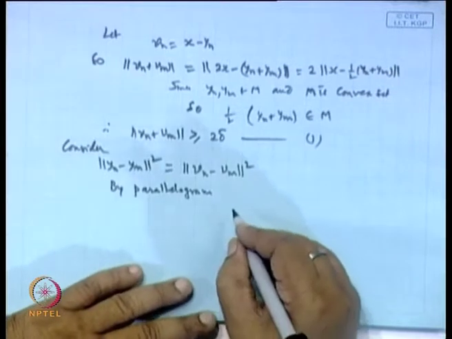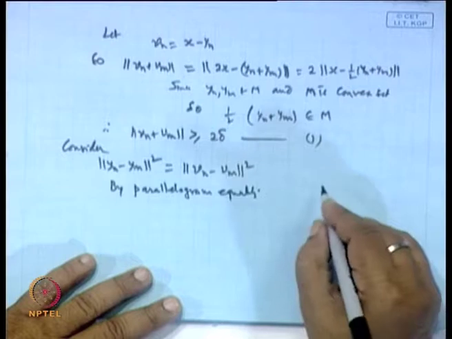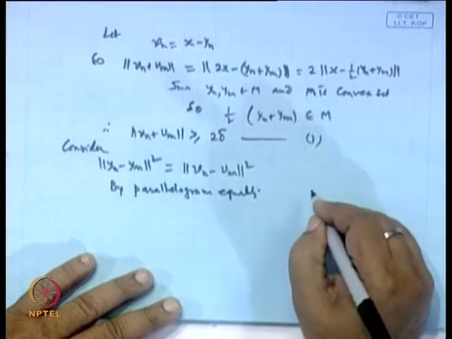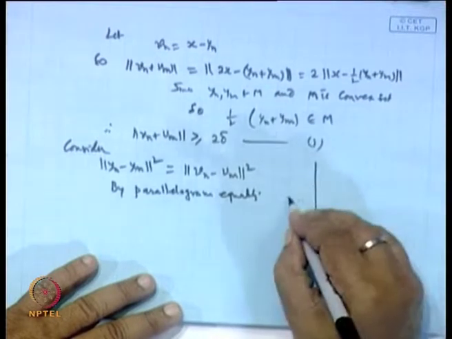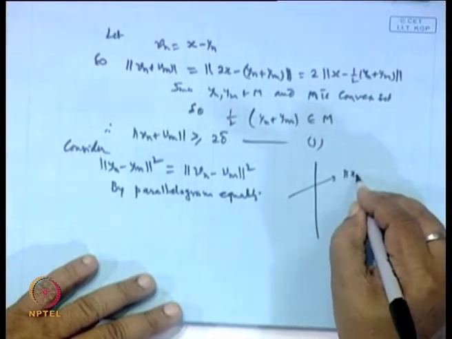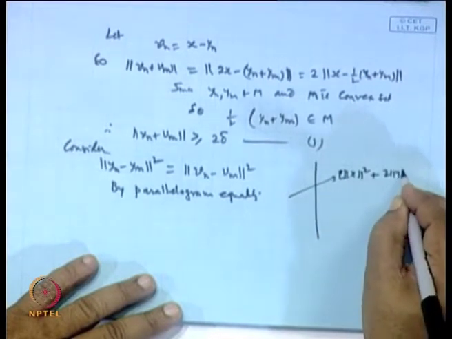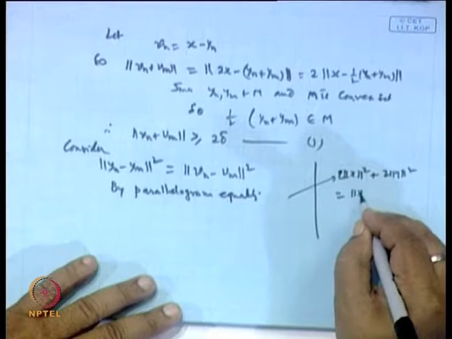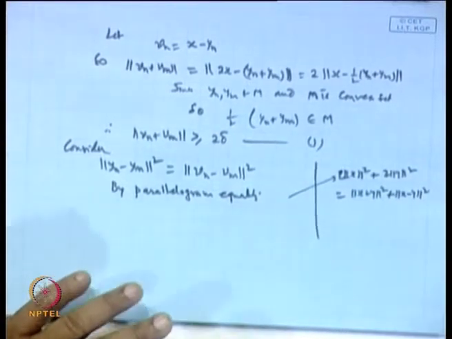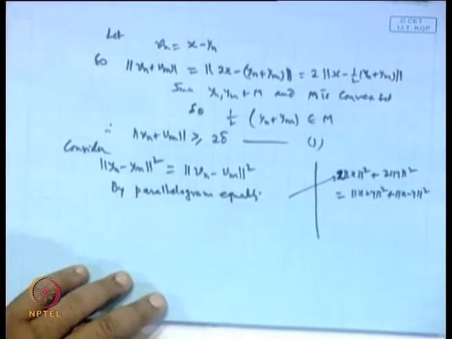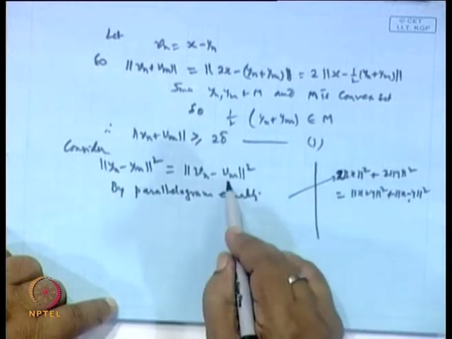Or parallelogram equality, what we get is, what is the parallelogram law? Do you remember? The parallelogram law is: 2 times norm of x square plus 2 times norm of y square is equal to norm of x plus y whole square plus norm of x minus y square. This is the parallelogram identity. So, using this, this one is given.